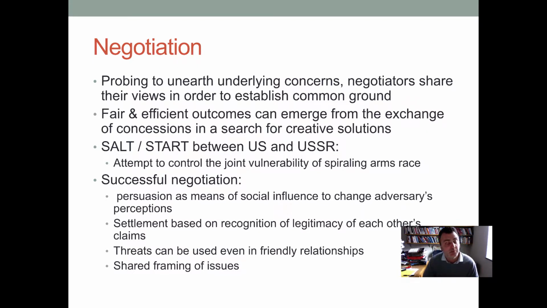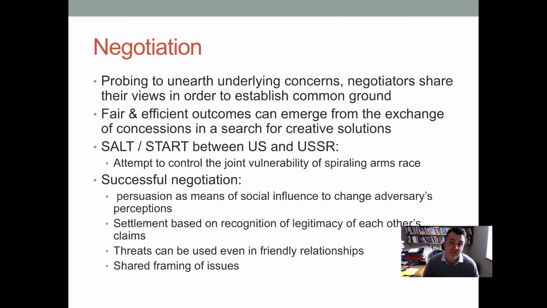assets available to them. The SALT and the START talks between the Soviets and the Americans, again, a prime example that both of them were increasingly uneasy about the arms race spiraling out of control. So both engaged in this sort of confidence building measure.